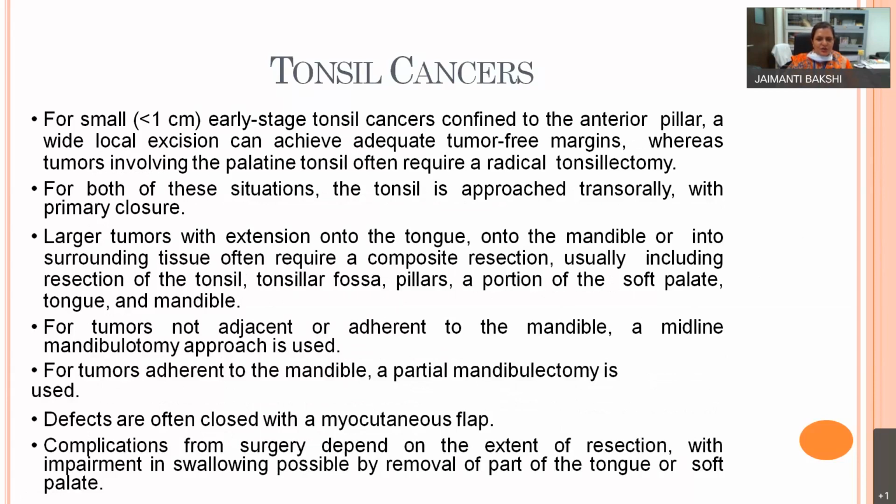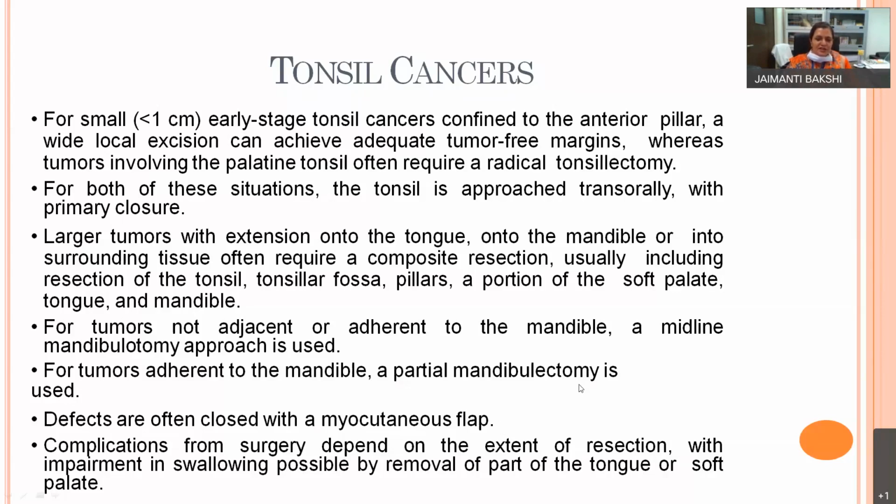Larger tumors with extension into the tongue, into the mandible, into the surrounding tissue often require a composite resection, usually including resection of the tonsil, tonsillar fossa, pillars, a portion of the soft palate, tongue, and mandible. For tumors not adjacent to or not adherent to the mandible, a midline mandibulectomy approach is used. But for tumors which are adherent to the mandible, a partial mandibulectomy is used. Defects are often closed with a myocutaneous flap like the pectoralis major myocutaneous flap, which is most commonly used for reconstruction of the defects in the oropharynx and oral cavity.